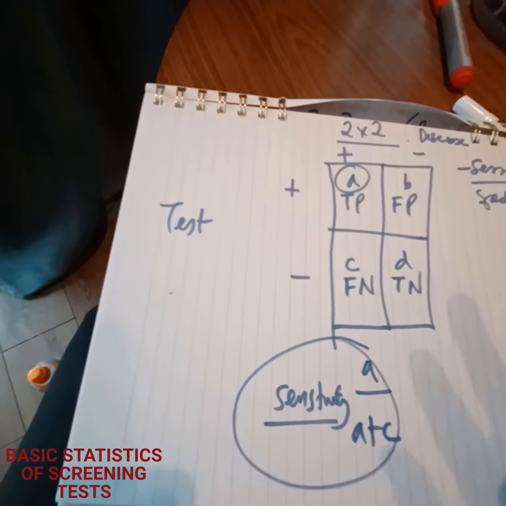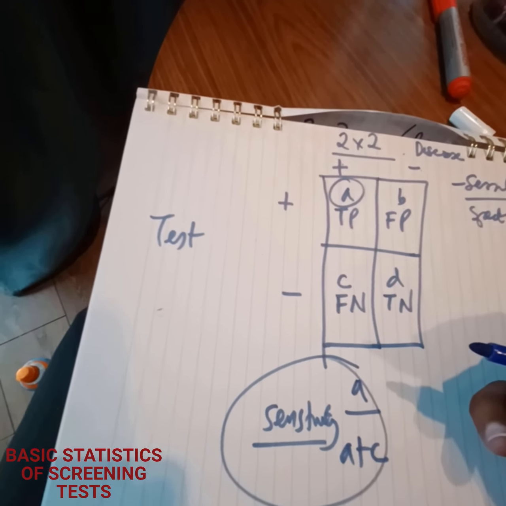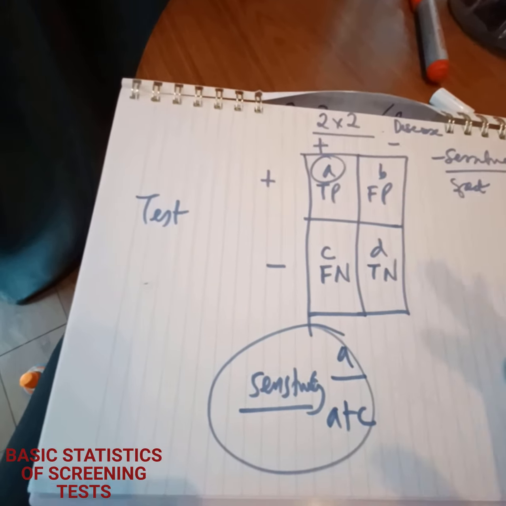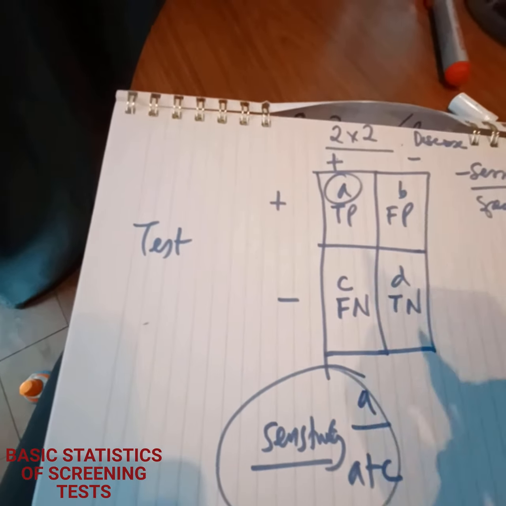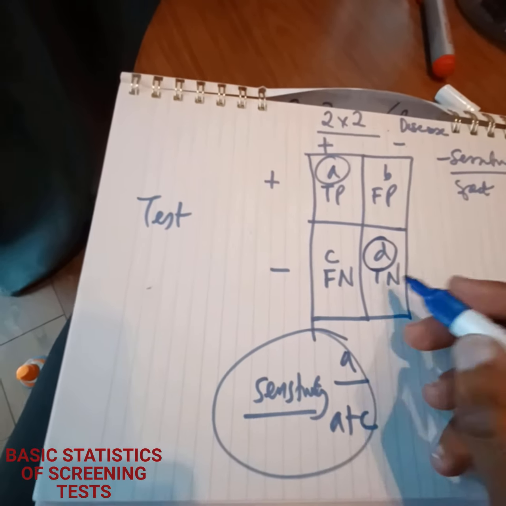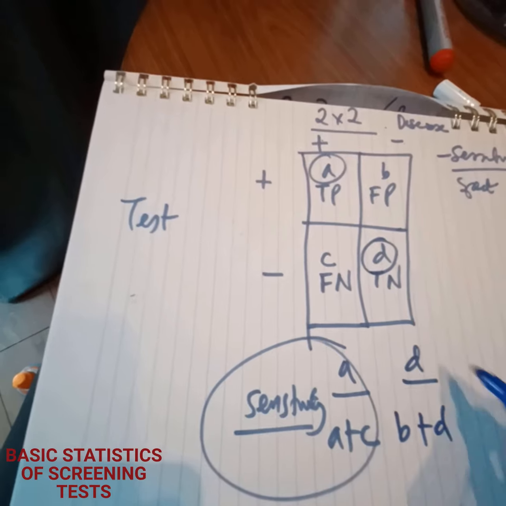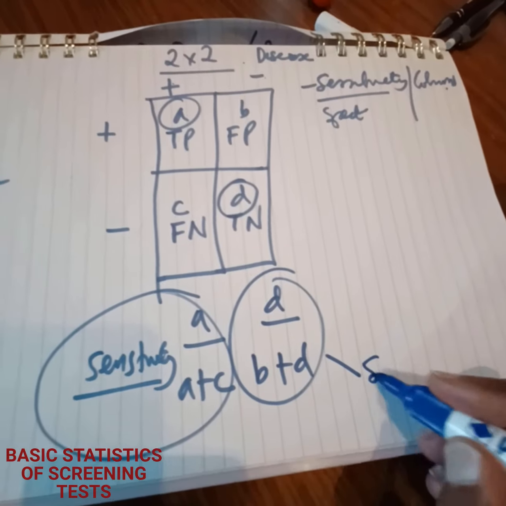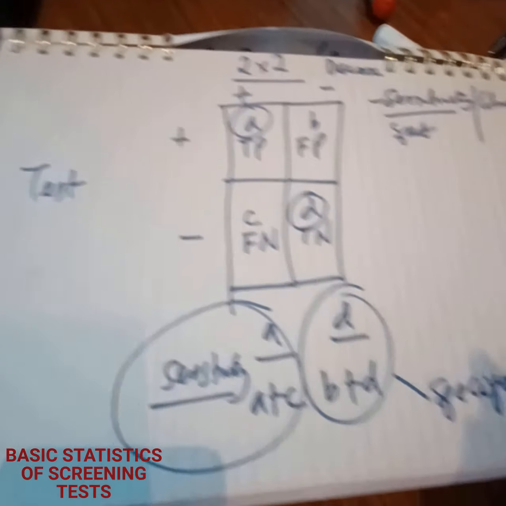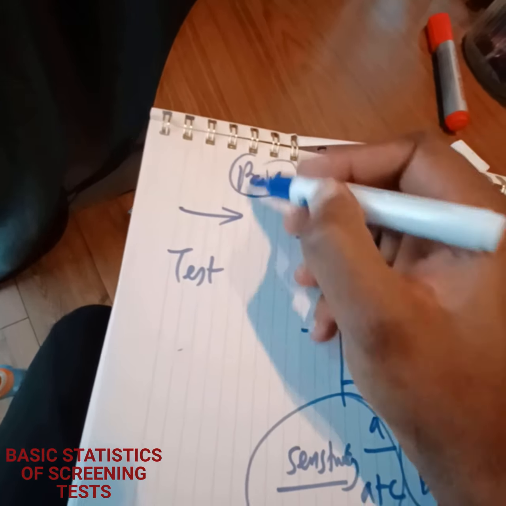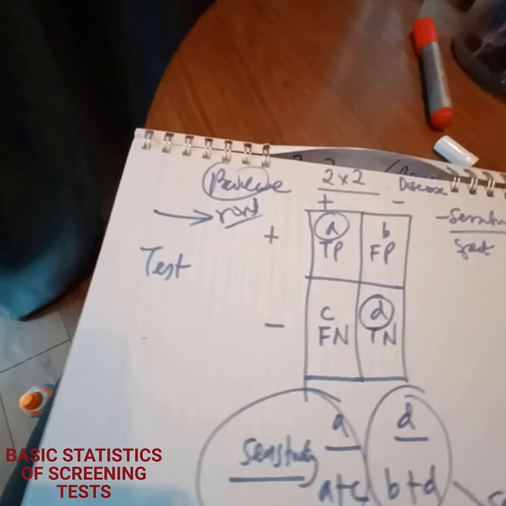Now you want to deal with specificity. Remember, it has to do with the test being accurately negative. So it's going to be this that you would use, true negatives, which is D over B plus D. So this is the formula now for specificity. With that done, when you want to tackle the predictive values, you use the rows. The rows are what you use.